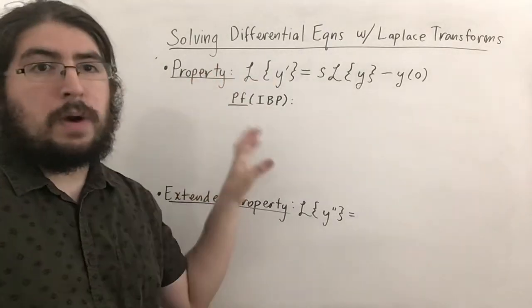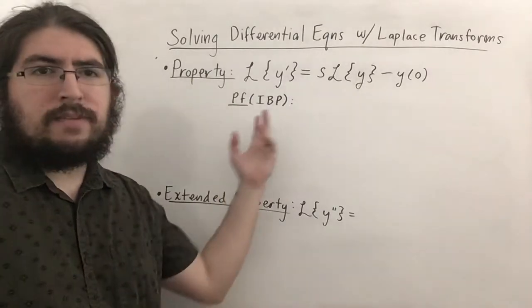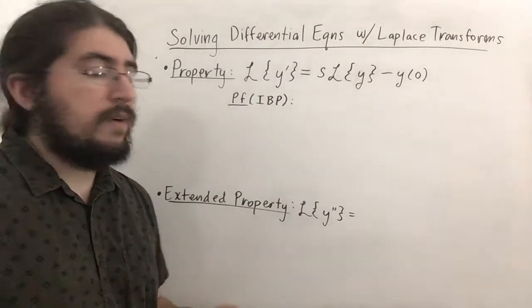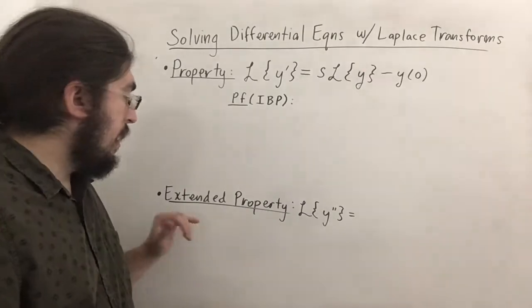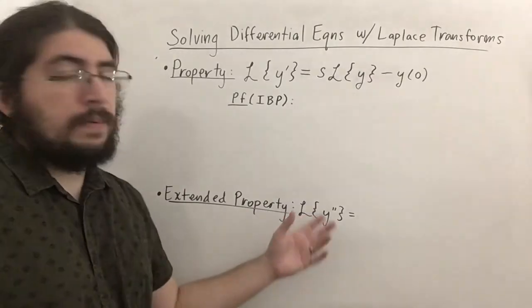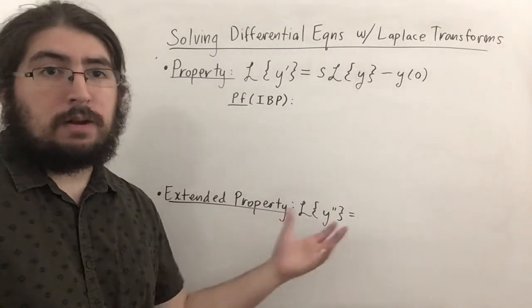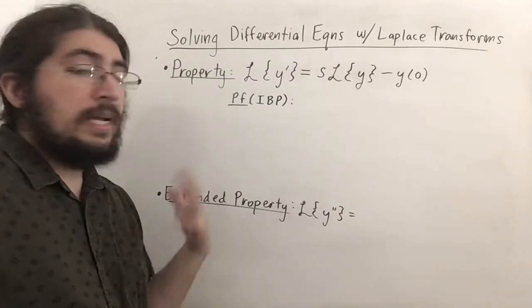Now I'll actually prove this property using a proof that involves integration by parts, so it's not going to be too hard to follow if you know integration by parts. Then we'll extend that property into finding Laplace of y double prime, and that'll just be using this property we've already established. So let's take a look.